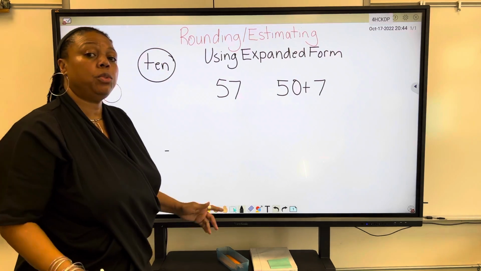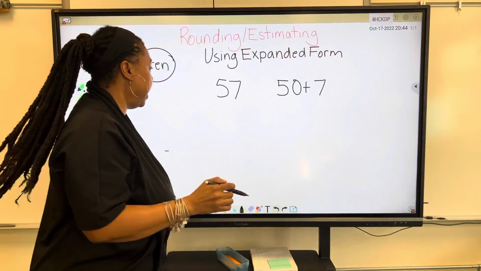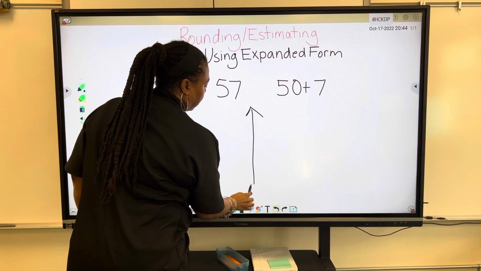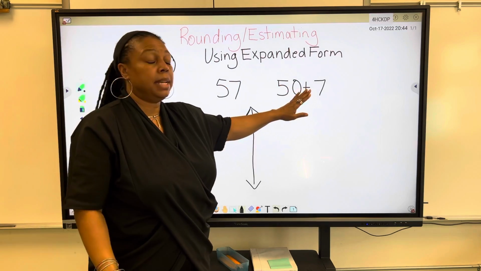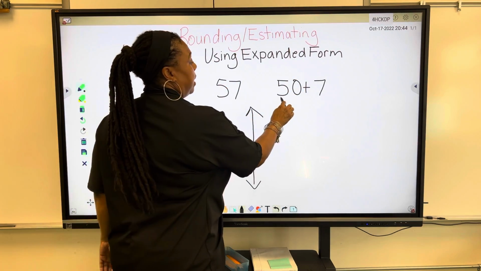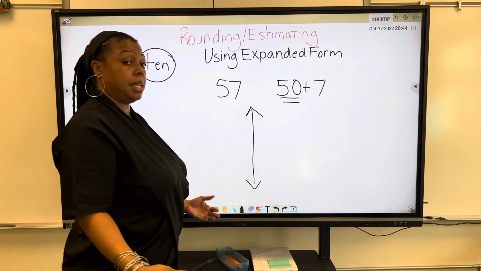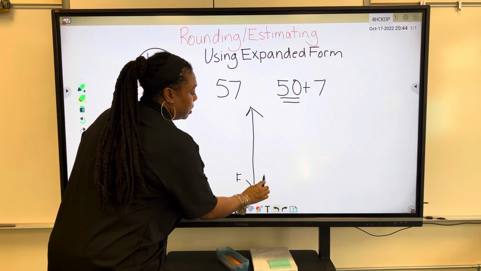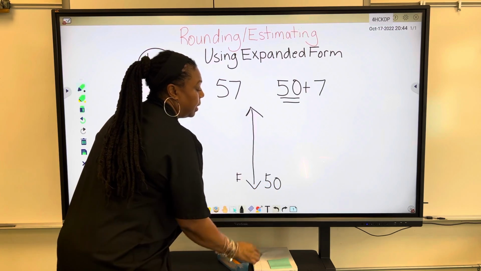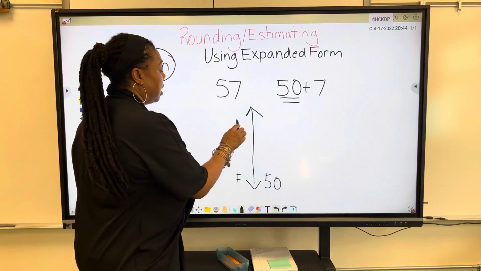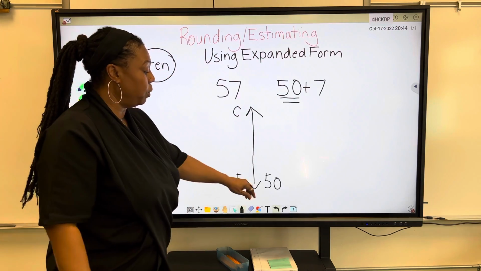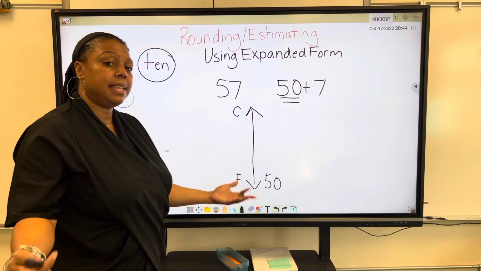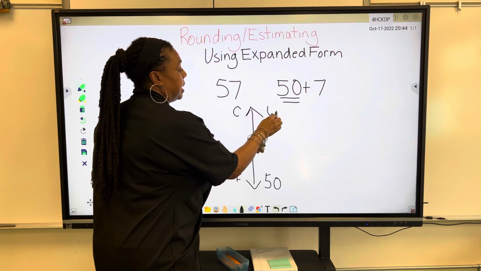Okay, so what we're going to do is draw a vertical number line. And since we have written this number in expanded form, the number with the 10s in it, we're going to make that what we call our floor. So our floor would be 50. And then we need a number that is our ceiling. Our ceiling would be 10 more than our floor. So if the floor is 50, add 10, so our ceiling becomes 60.